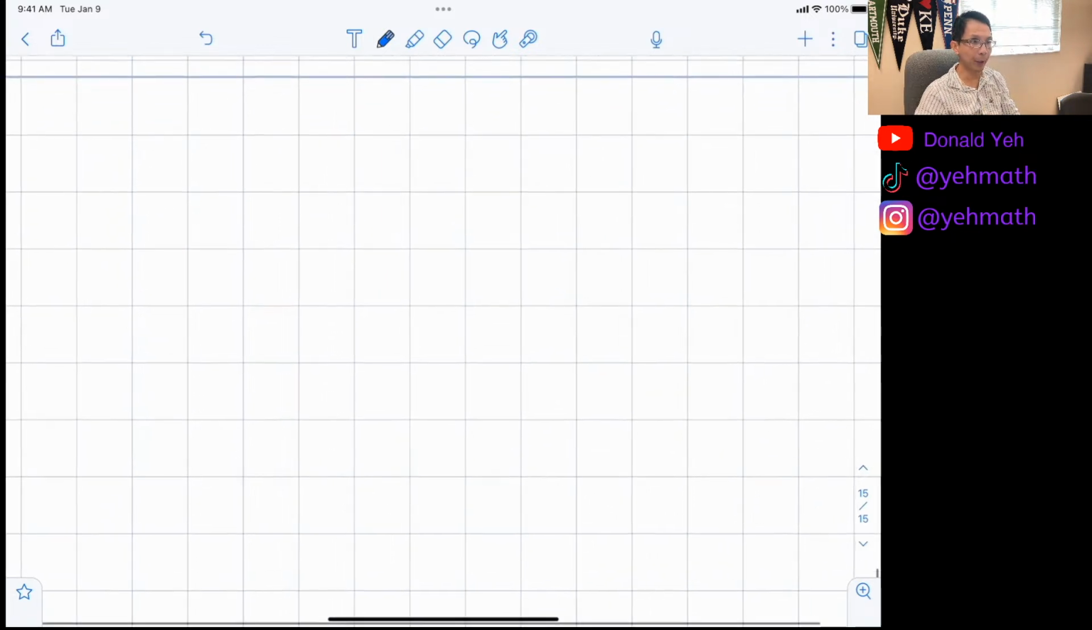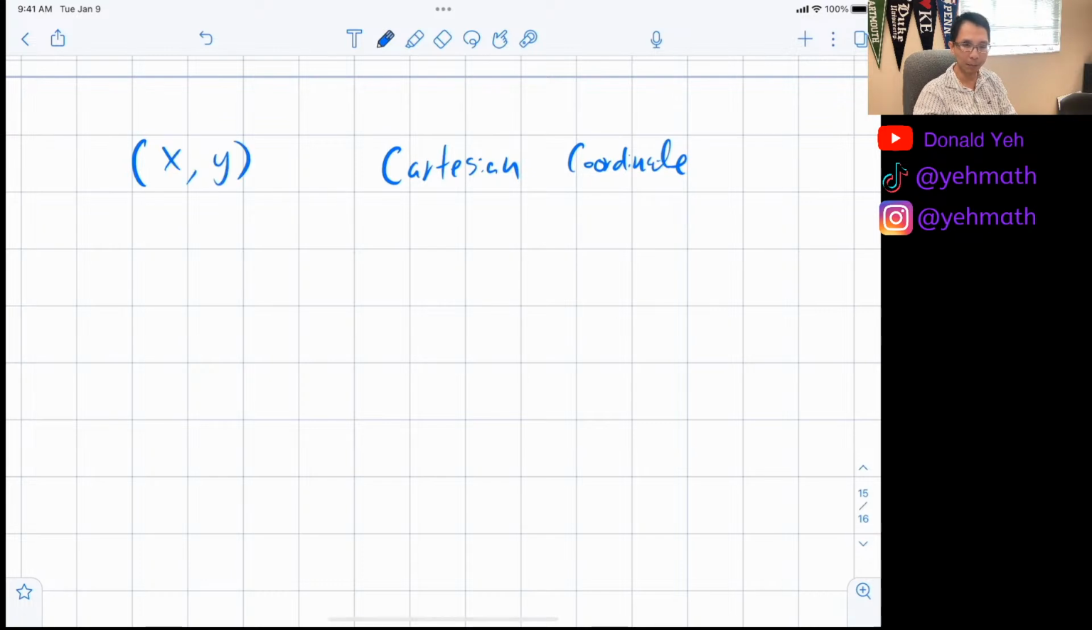So do you guys know Cartesian coordinates? What's Cartesian coordinate? Cartesian plane? No, Cartesian coordinate is just normal x and y. Now, some people call it rectangular coordinate.